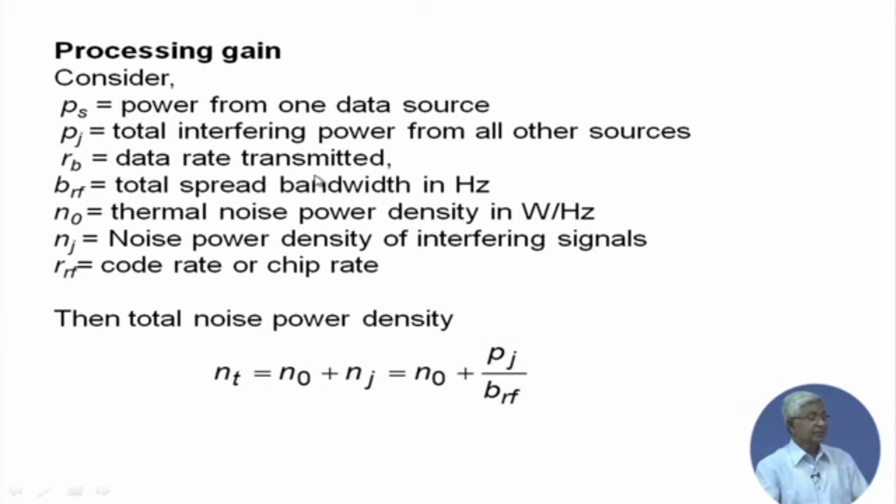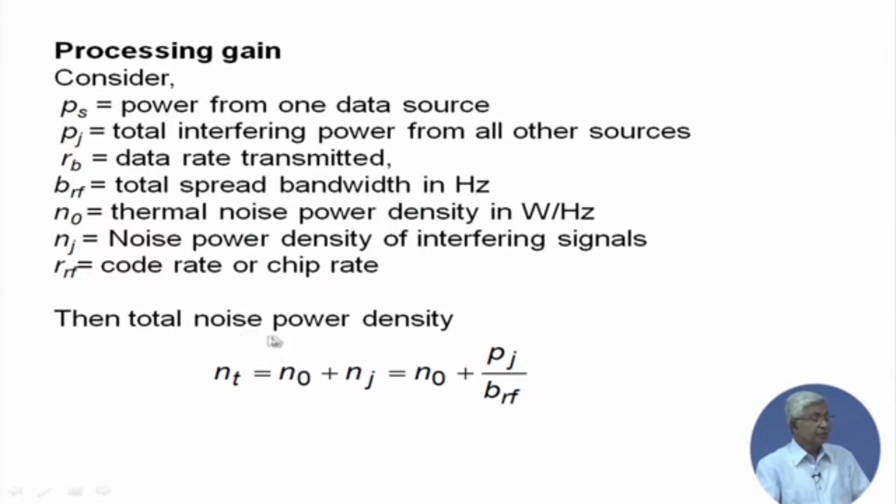RB is the data rate that is transmitted, let us assume all stations are transmitting at the same data rate, and that data rate is spread over a bandwidth, that is BRF, that is the spread bandwidth. You have seen the picture of that. N0 is the thermal noise power density in watts per hertz, that is for per station, and NJ is the noise power density for the interfering signal. RB is the data rate and RF is the code rate or the chip rate.